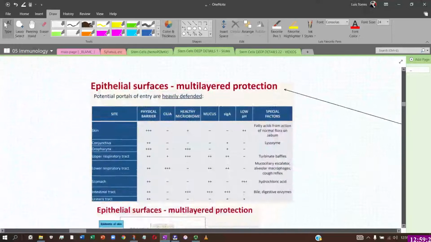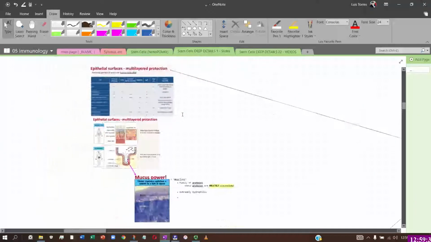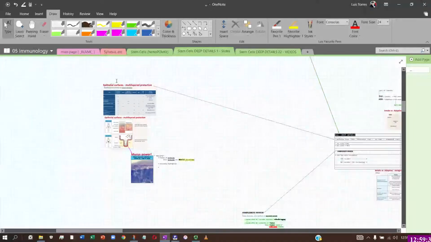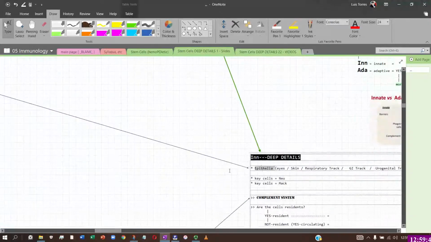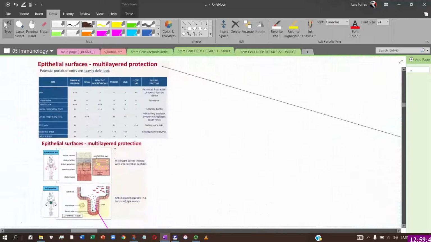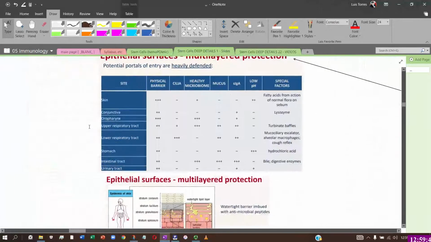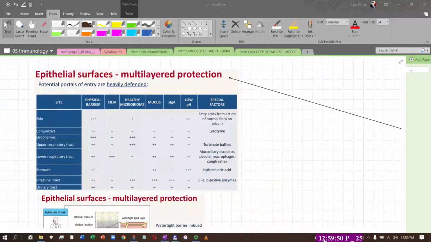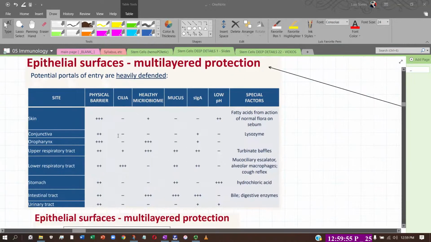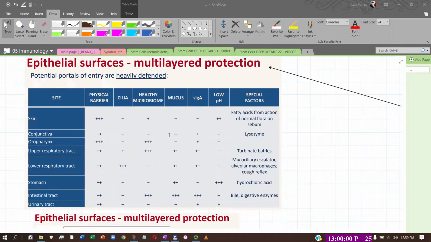What else? So here is where I saw fit to address the concept that we covered, the epithelia. The epithelia is heavily protected. You have epithelial surfaces and potential portals of entry. So here's a summary of how the protection gets enacted, what kind of protection exists.